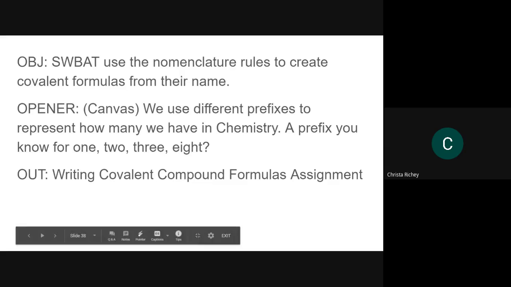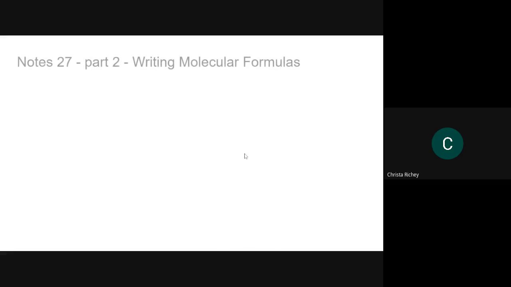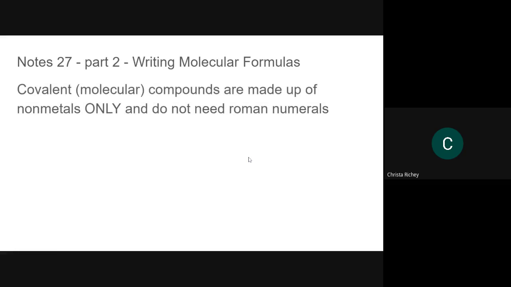All right, so let's get this off. Let me unfreeze my screen. I'm going to double check the attendance again real quick and then do inline. All right, so molecular and covalent mean the same thing. You need to understand that. Teachers will go back and forth between those. We have two major types of compounds we write formulas for.